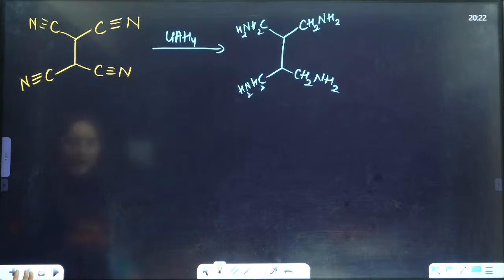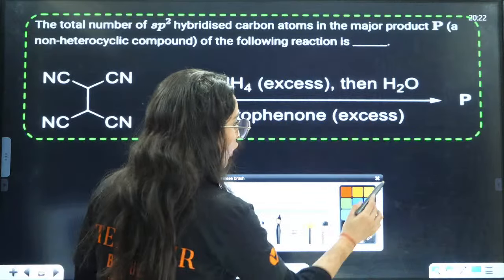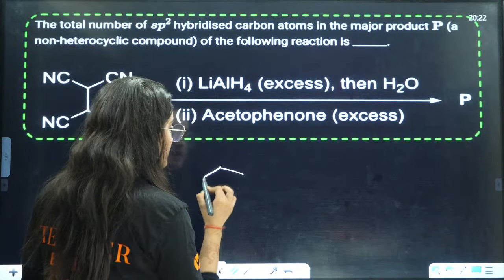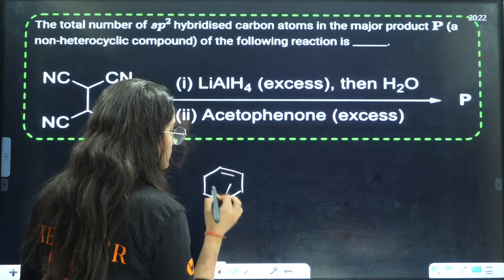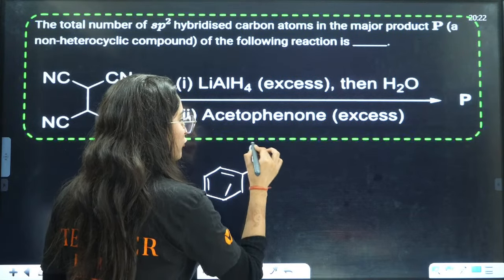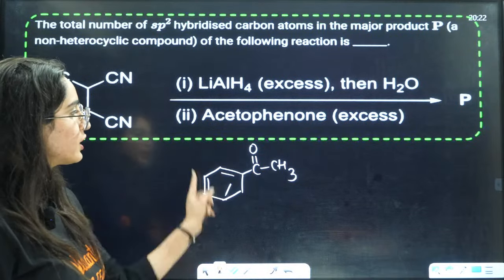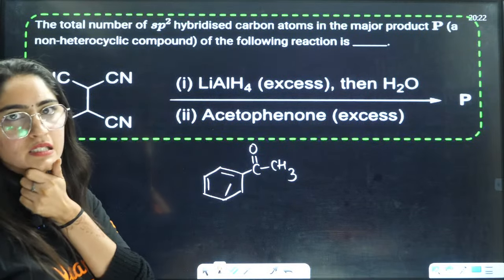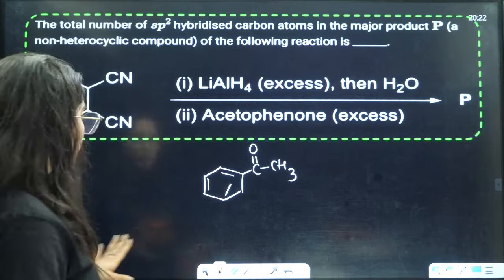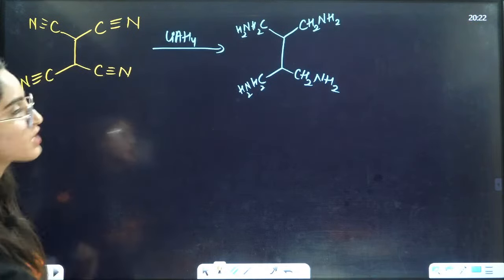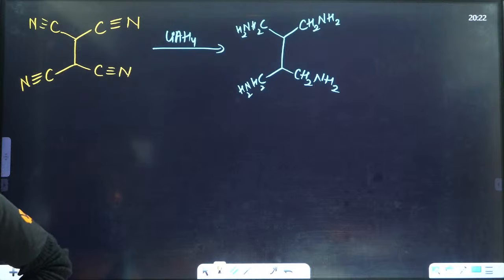Now you are adding acetophenone. What is acetophenone? Acetophenone means the phenone has this kind of group. This is acetophenone. Here you are using this group in excess. Can you tell me what will happen? Any idea in the chat box?